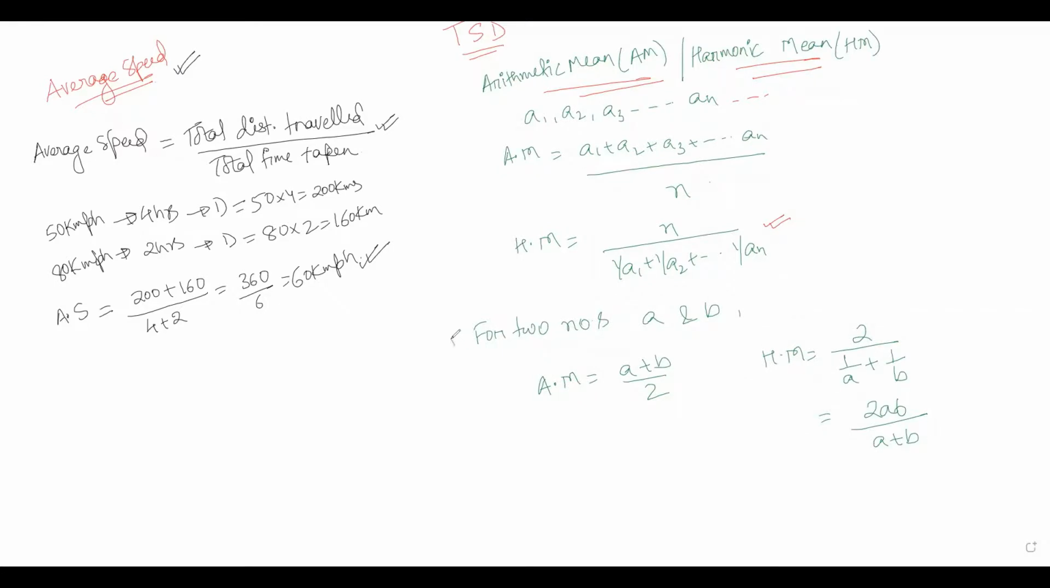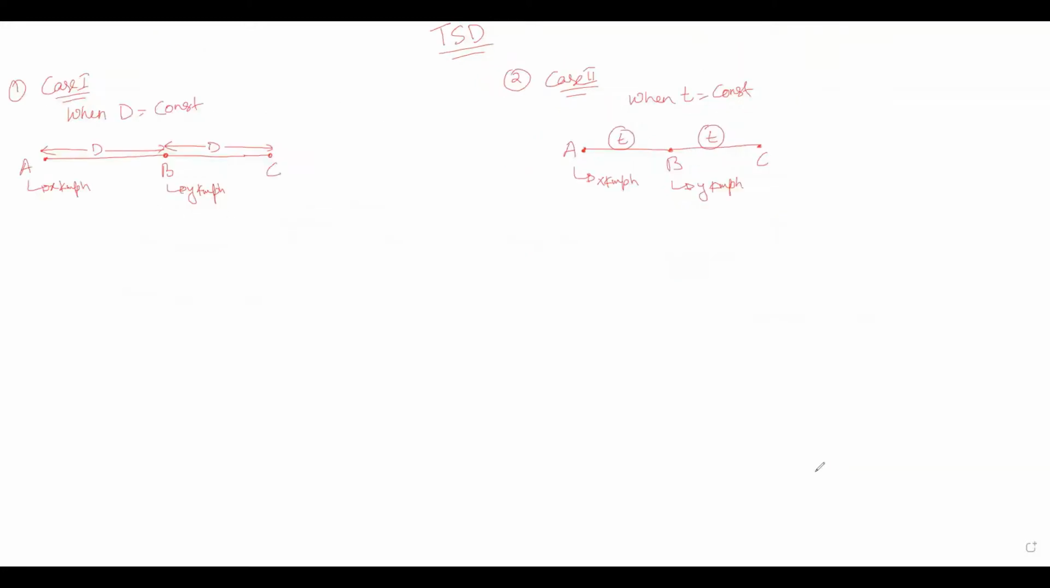So for two numbers a and b, the arithmetic mean would be given by simply (a plus b) upon 2, and the harmonic mean would be given by 2 upon (1 by a plus 1 by b), which can be simplified as 2ab upon (a plus b). Okay, so now let us see how we can use in some cases the formula of arithmetic mean and harmonic mean to find the average speed.